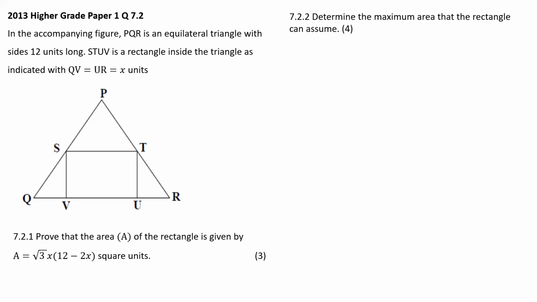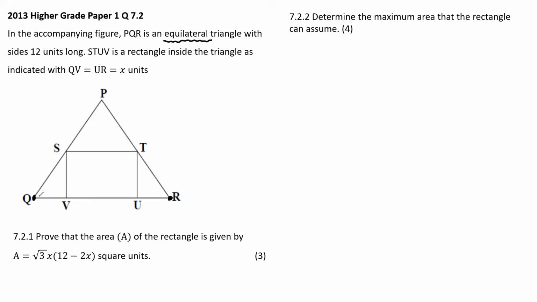All right. The question says, in the accompanying figure, PQR is an equilateral triangle. For me, that's key. It's an equilateral triangle with sides 12 units long, so it suggests to me that from here to there is 12 units long. STUV is a rectangle inside the triangle as indicated, with QV equal to UR equal to X.